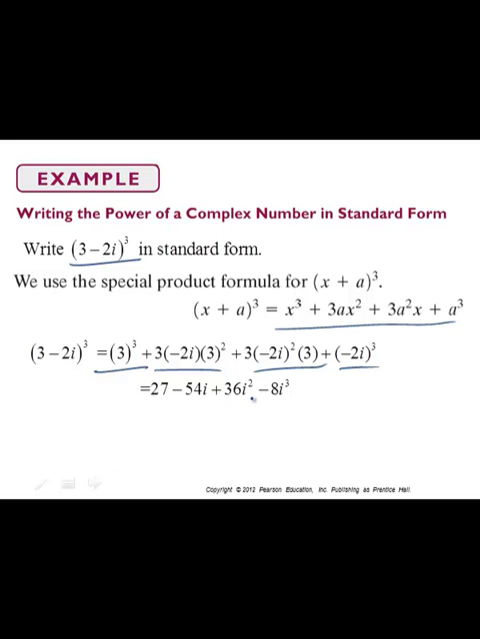Now let's tackle these powers of i. i squared is negative 1, so you have negative 36i there. i cubed is negative i, so you have 8i there at the end. So combine like terms, and you end up with negative 9 minus 46i as the result of taking 3 minus 2i cubed. Any power of a complex number is going to be a complex number. Any root of a complex number is going to be a complex number.